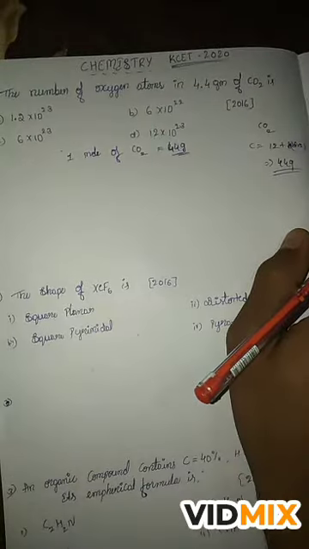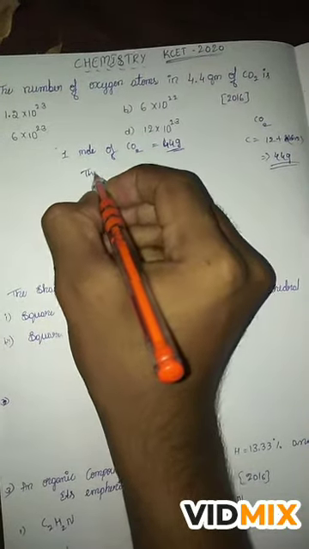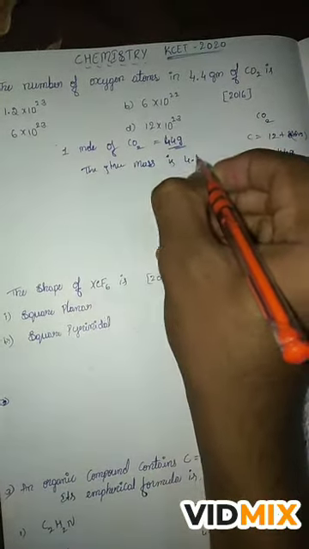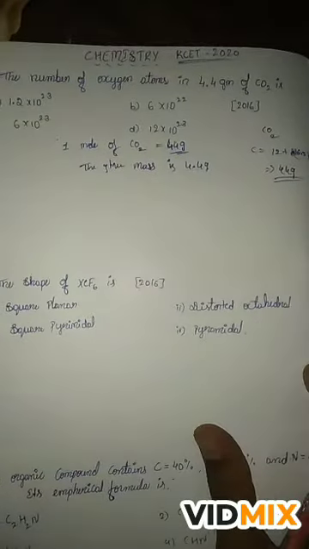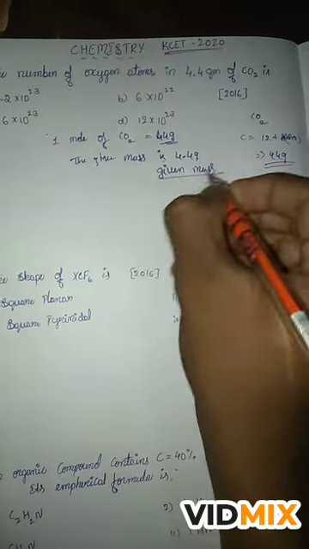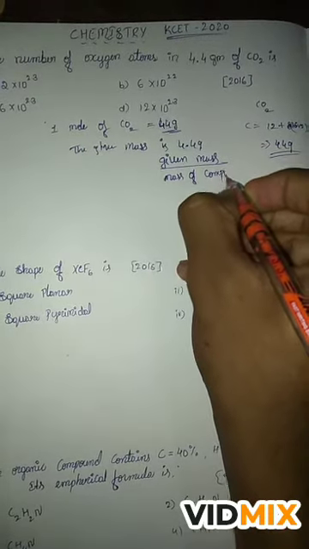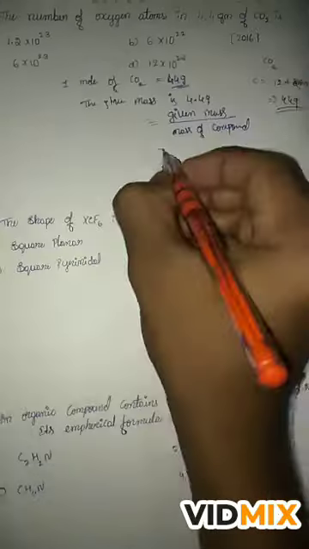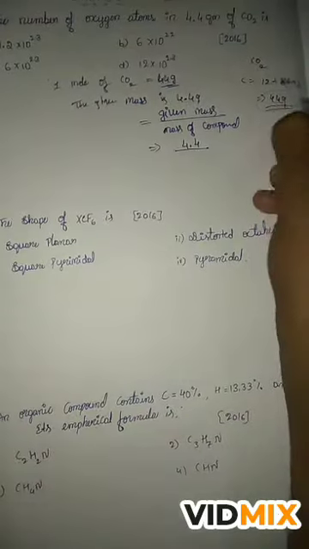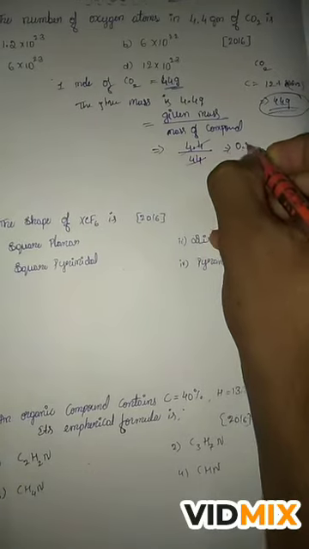The given mass is 4.4 gram. We know the mole calculating formula, that is given mass divided by mass of compound. The given mass is 4.4, and the mass of the compound carbon dioxide is 44. On dividing we get 0.1 mole.